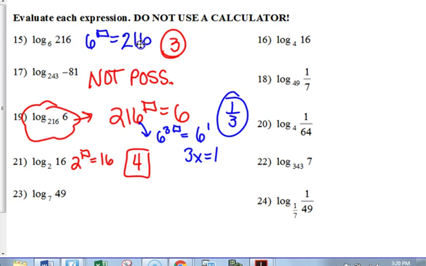6 to what power is 216? This is saying 216 to what power is 6? It's the cube root. So it's 1/3 power. Where's another one that looks funky?